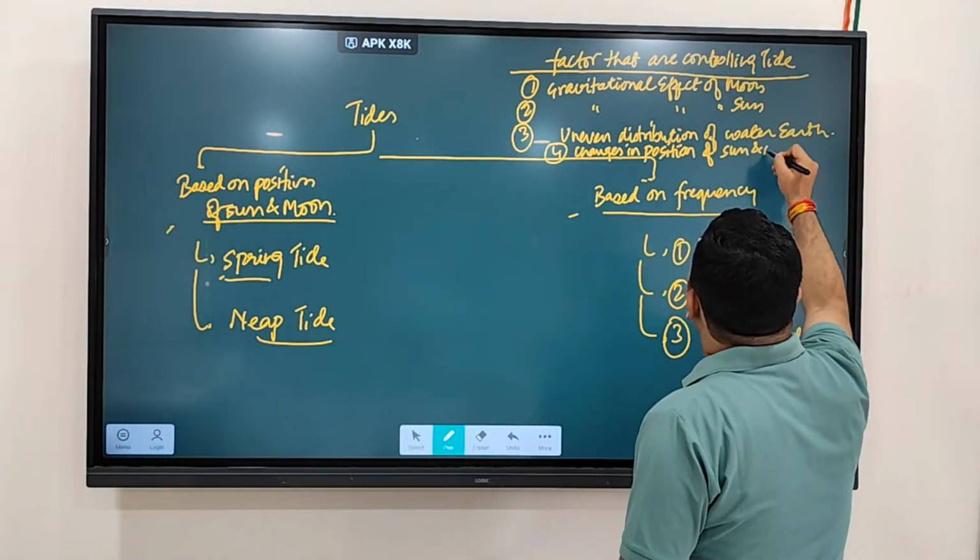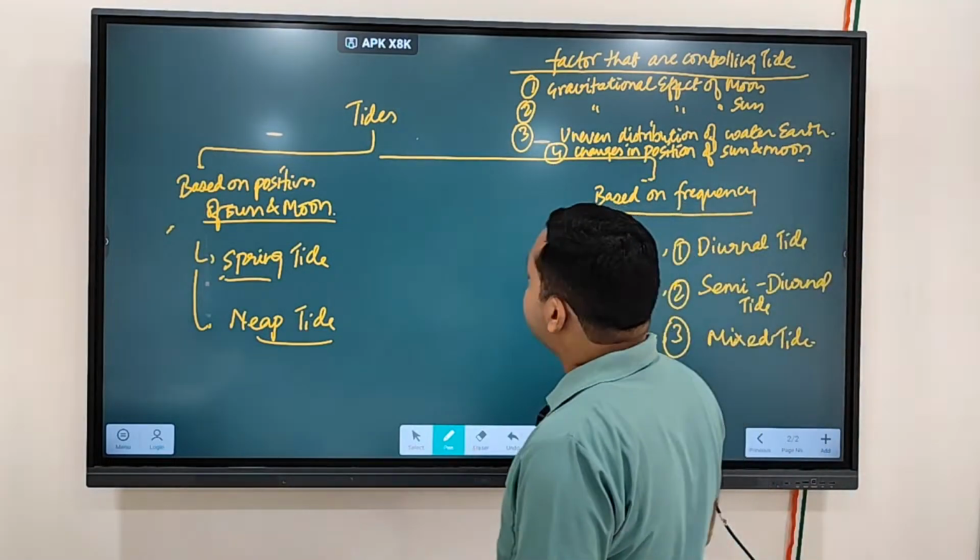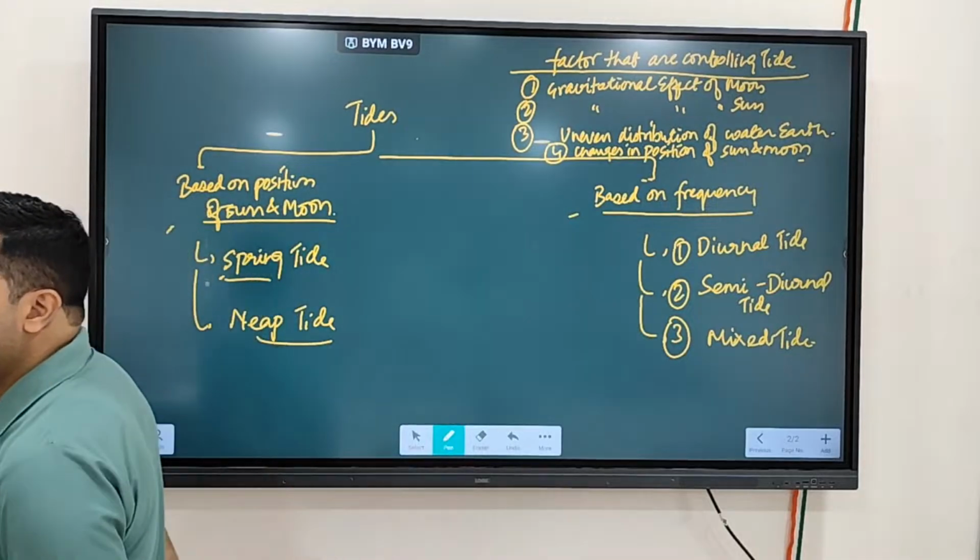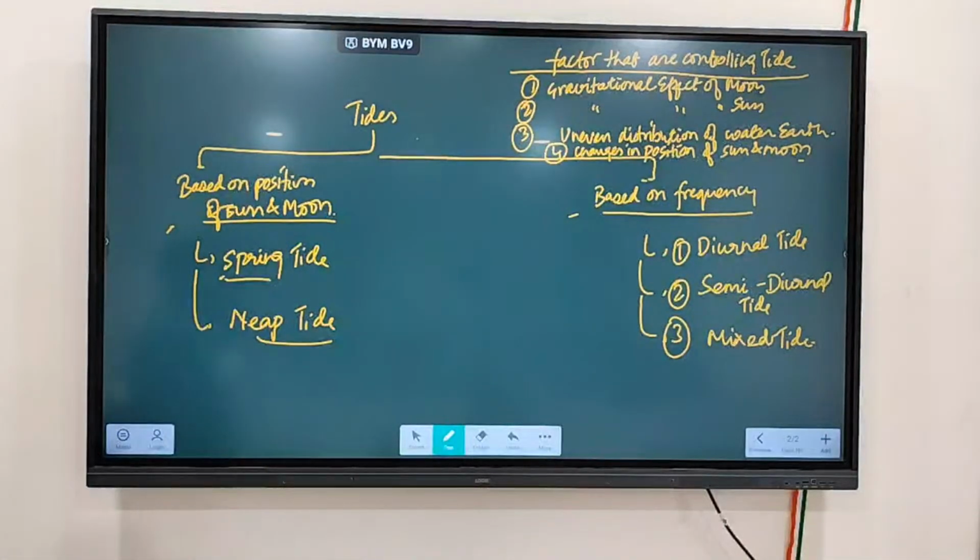This can also impact the tides. So these are the factors that are controlling the tides: gravitational effect of moon, gravitational effect of sun, uneven distribution of water on earth, and changes in position of sun and moon. Fine. Any doubt regarding this particular aspect?